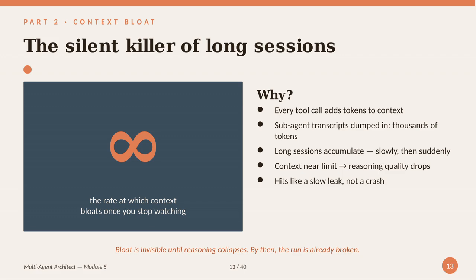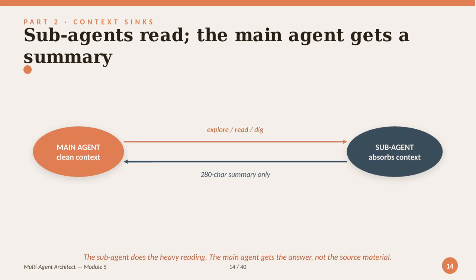Once your context approaches the model's limit, reasoning quality drops in subtle ways. The agent becomes less coherent, drifts off topic, forgets earlier decisions, contradicts itself. The pattern is invisible until reasoning collapses, and by the time it collapses, the run is already broken. There's no warning. There's no "you have 1,000 tokens left" indicator that triggers.